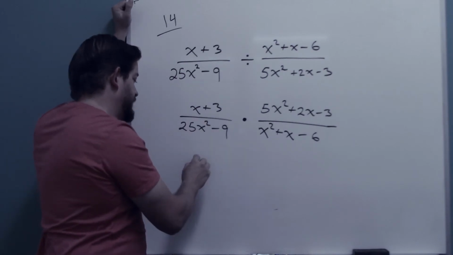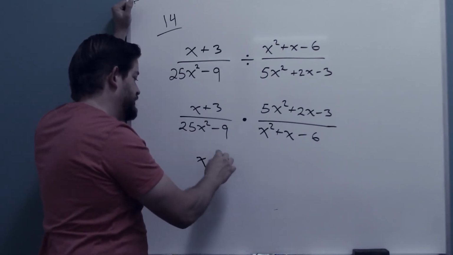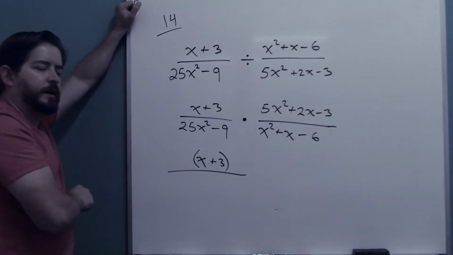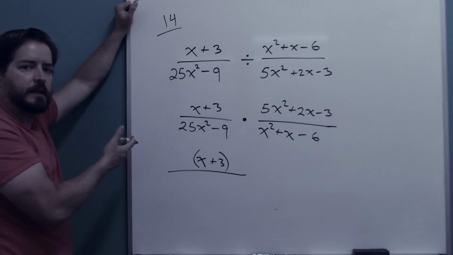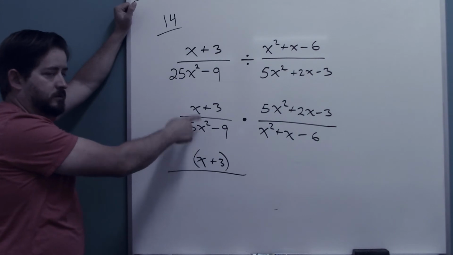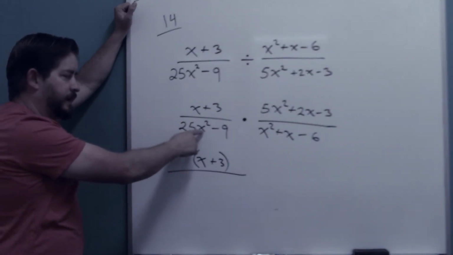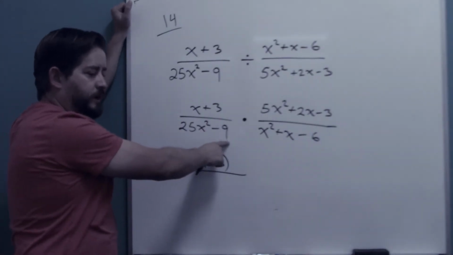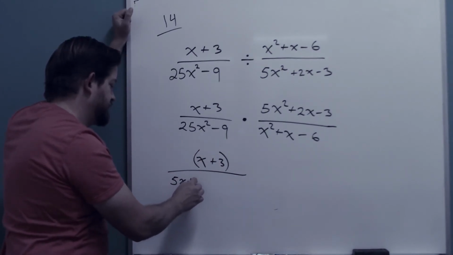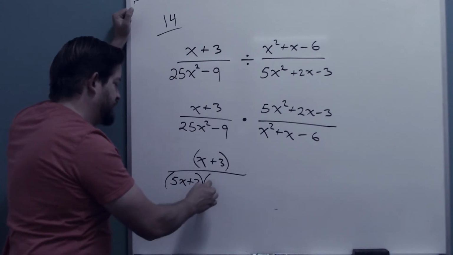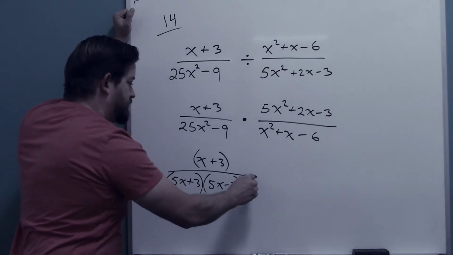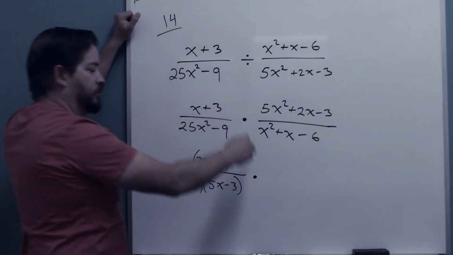X plus 3 is factored. It's just its own little binomial term. So I'll just leave it right there like it is. This 25x squared minus 9, right? Try to recognize that as the difference of two squares. 5x, when that all gets squared, becomes 25x squared, and 3 squared is 9. So this is (5x plus 3) times (5x minus 3). Multiplied by my numerator over here.